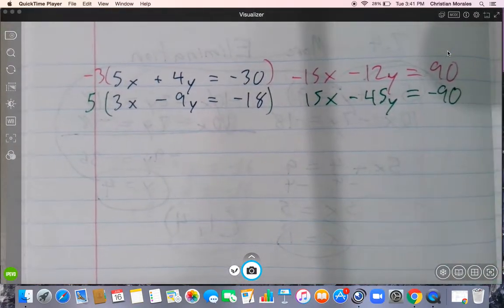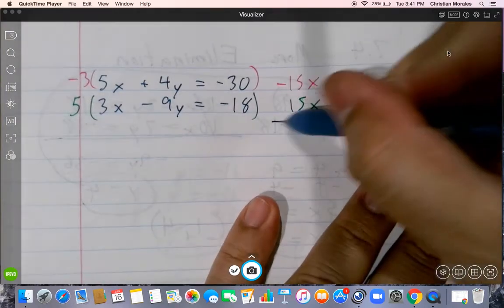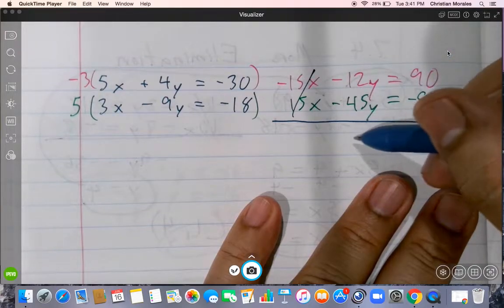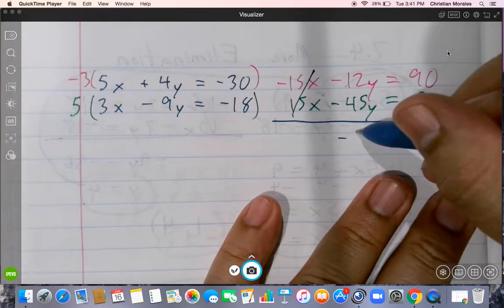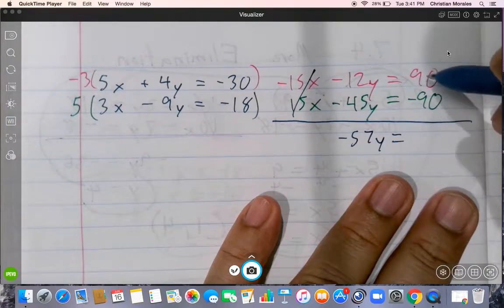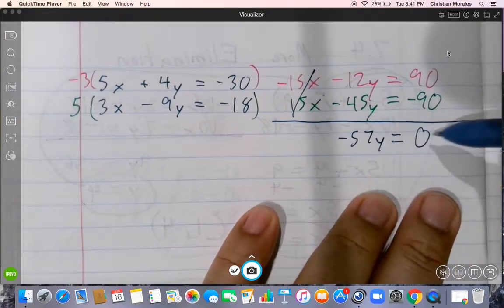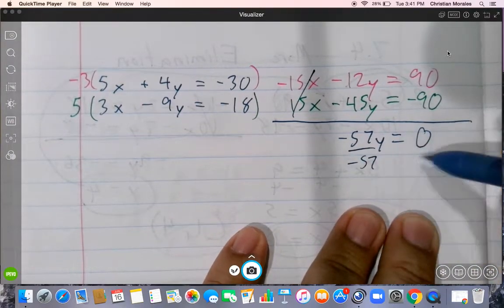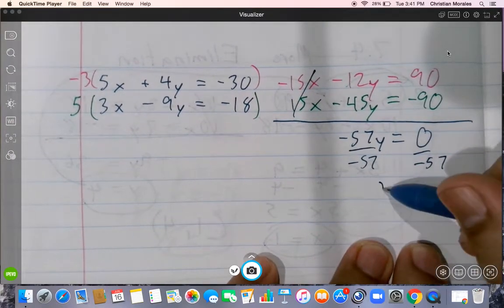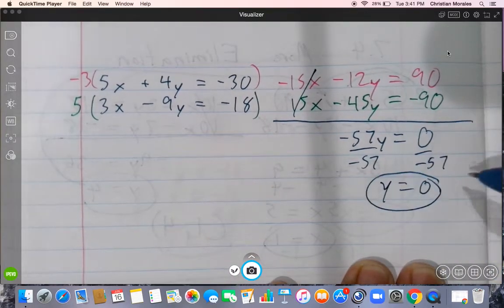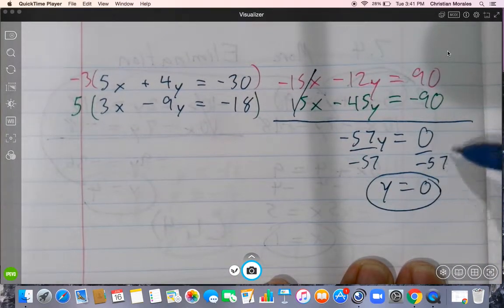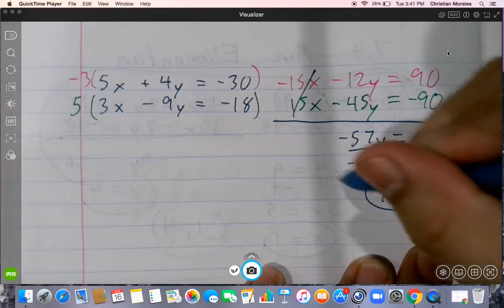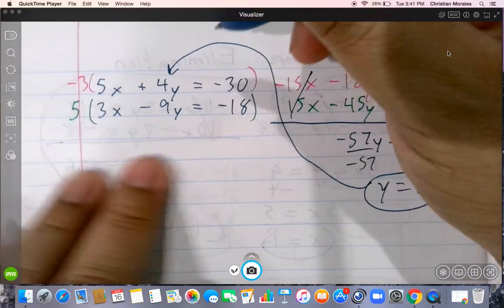Okay. So now, elimination time. This cancels out. I get -57, and I get 0. Oh, this is weird. I divide by -57. Y equals 0. Because 0 divided by anything is going to be 0. So this is kind of interesting. So now I just take this number and plug it in to my original problem.